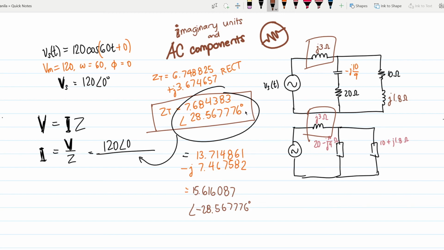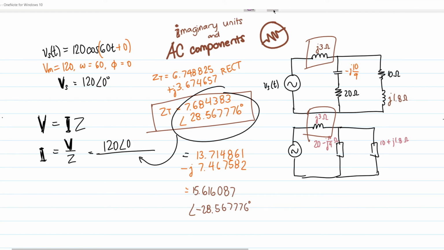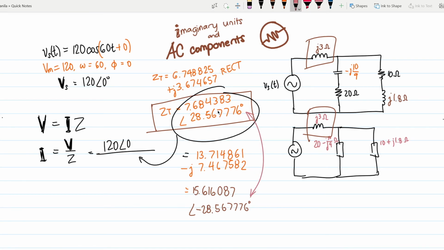We notice that this is just a negative version of the angle. Oh, by the way, don't be scared if it's negative. There's no problem. Be scared only if it's over 360 or lower than minus 360. That's a problem. Okay, anyway. So yeah. We noticed that this angle here is just the complete opposite of this ZT.